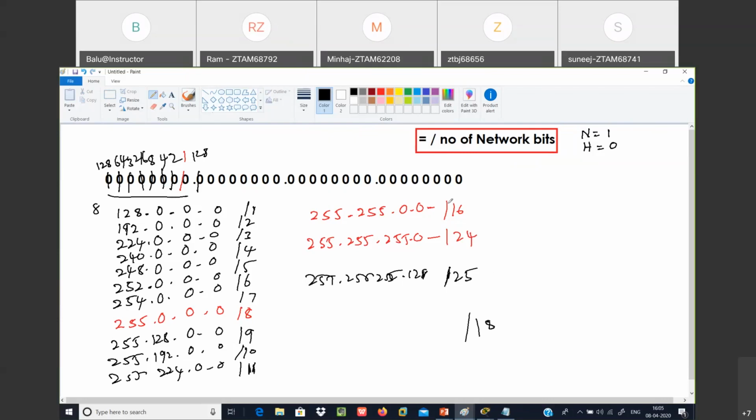We know /16, right? /16 is 255.255, but my requirement is 18. How many more bits are required? Two more. So what is the second octet value? 192. So here it is 255.255.192.0. Right, guys?